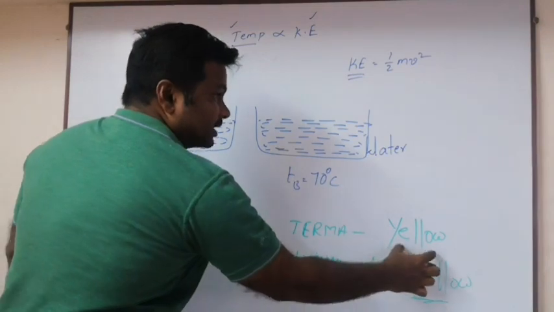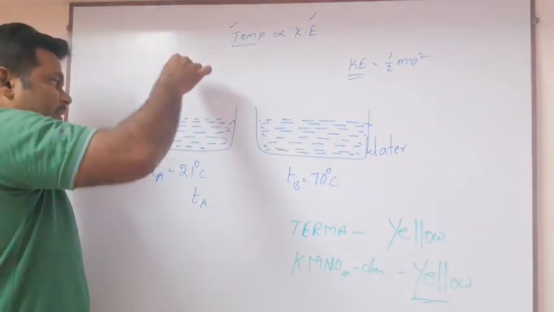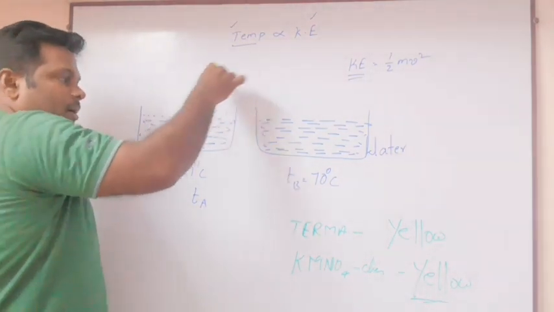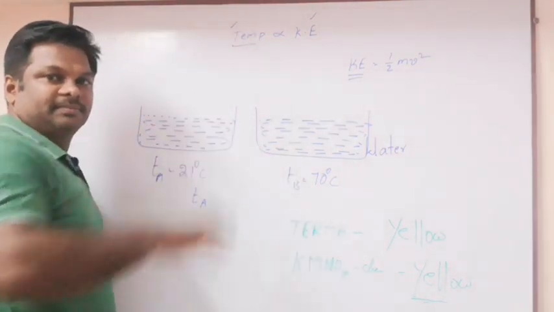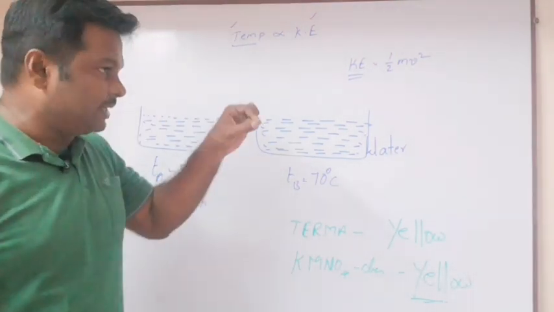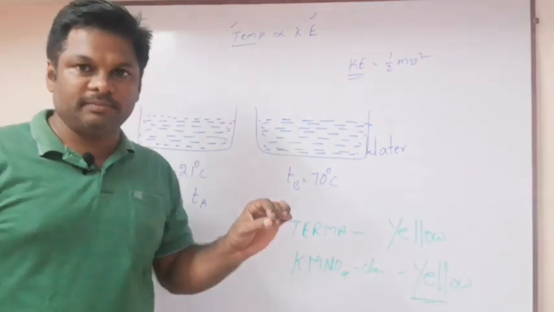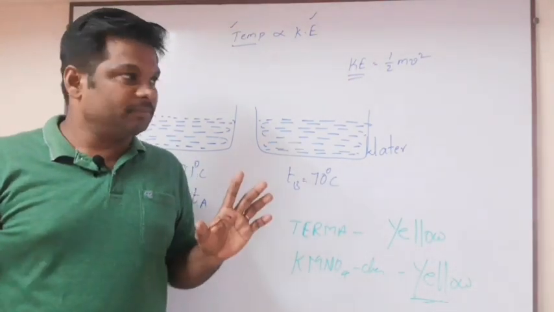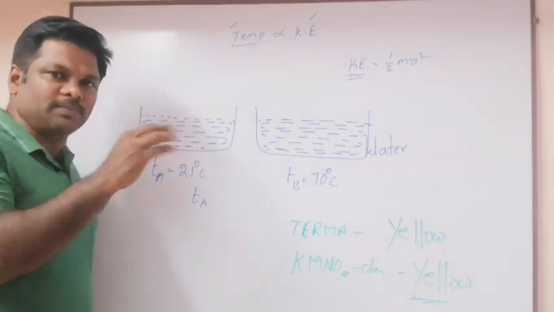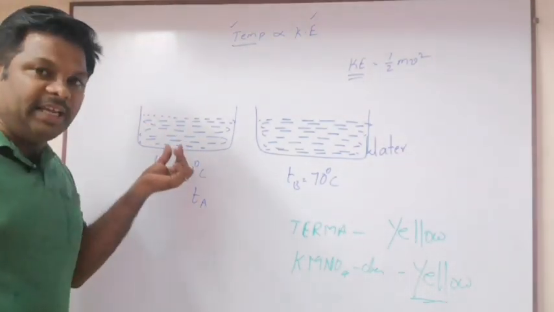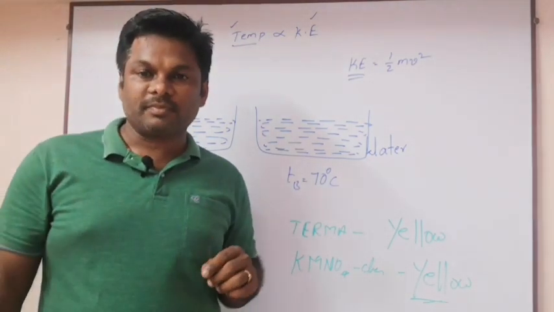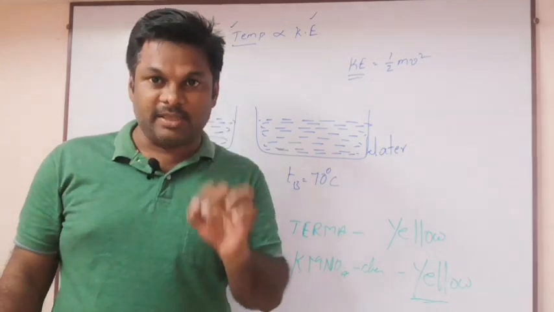Turmeric powder, which is yellow in color, is sprinkled on the surface of water in the first beaker and in the second beaker. When you sprinkle on the surface of water in the first beaker, you can watch the turmeric powder in motion, moving like this. A small change, a jiggling, you can observe. Jiggling means it moves randomly. Let me give an example of jiggling.